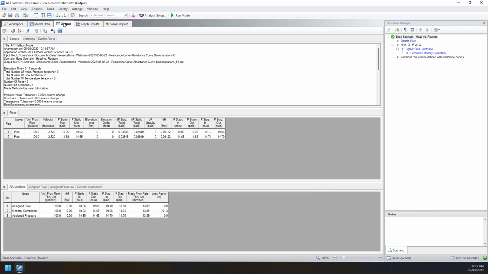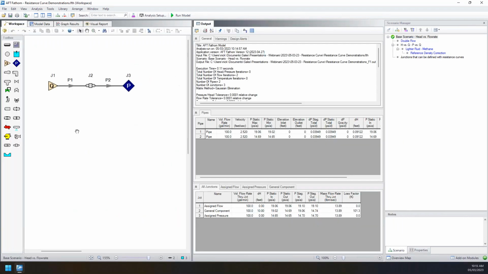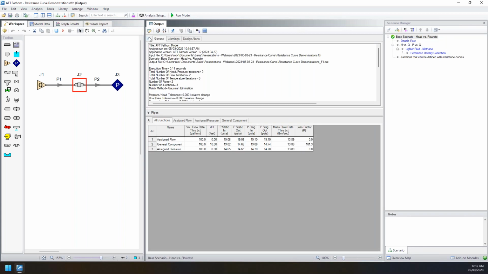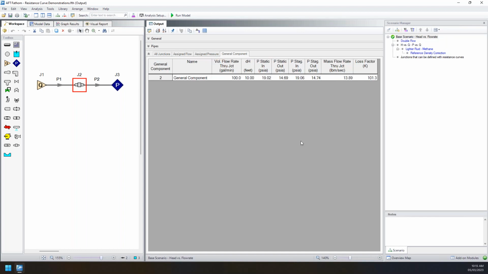If we go and take a look at our output, here I'm going to split the windows so that we can still see our simple system. And we want to look at the pressure losses through J2. So down here, we can look at our junction output. We can go to the general component, and if we zoom in a bit, we can see at 100 gallons per minute, we're seeing that 10 feet of head loss.